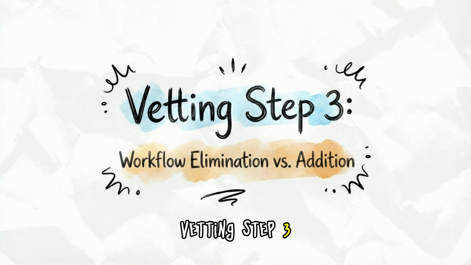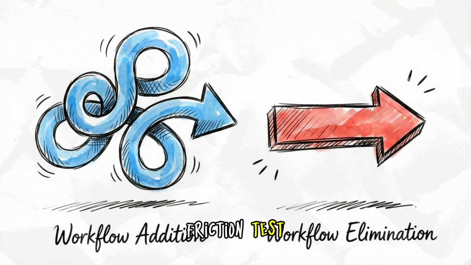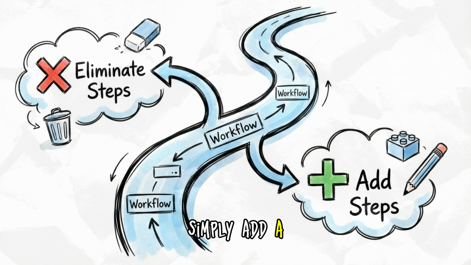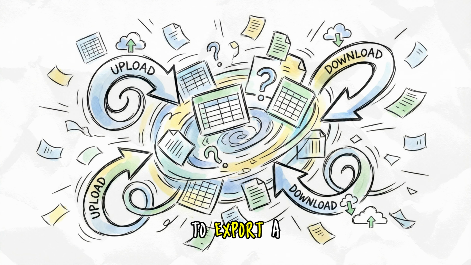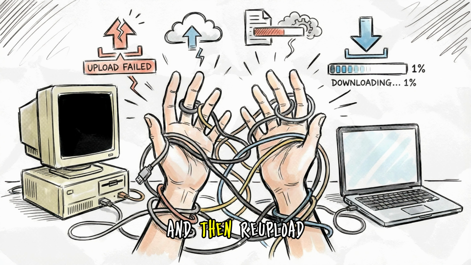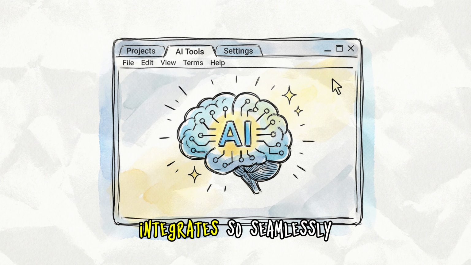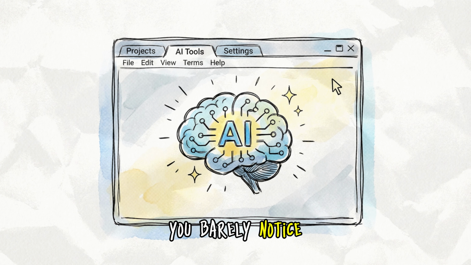Vetting Step 3, workflow elimination versus addition. This is the friction test. Does the tool eliminate 2 or 3 manual steps? Or does it simply add a new specialized step to your existing workflow? If you have to export a spreadsheet from your CRM, upload it to the niche tool, process it, download the resulting summary, and then re-upload it to a different system, you have just added 4 points of failure and significant manual labor. True productivity AI integrates so seamlessly, you barely notice it's running.